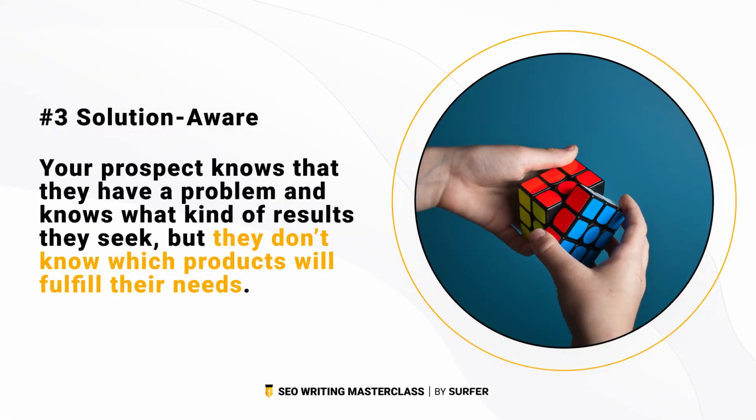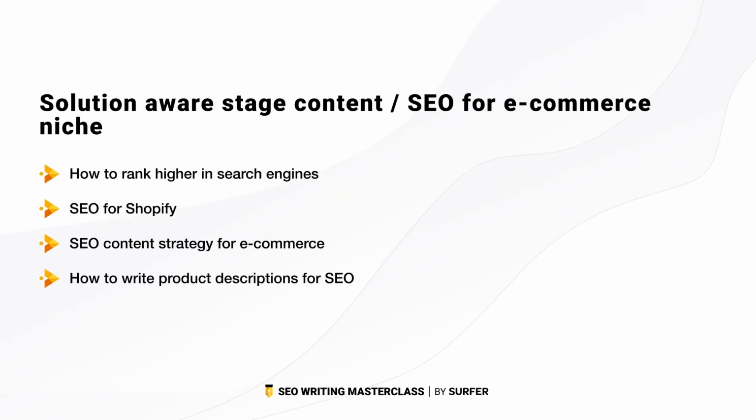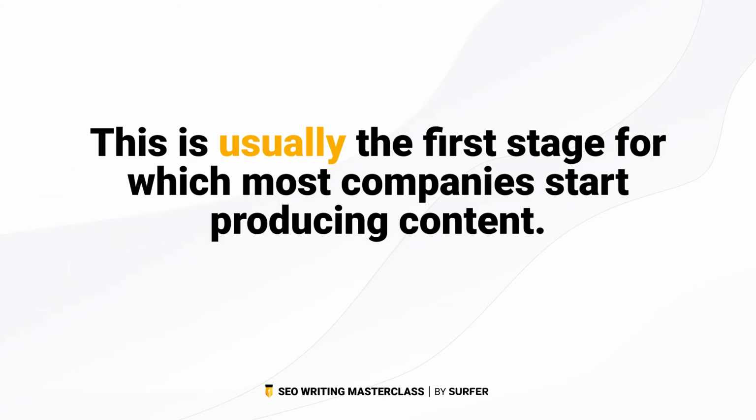Let's move on to solution aware. At this stage, the e-commerce owner knows that social media is not the only valid channel for their site, and they've learned about this big thing called SEO. They may look for how to climb higher in search engines, or SEO for Shopify, or SEO content strategy for e-commerce, or how to write product descriptions for SEO. This is usually the first stage for which most companies start producing content. It's also a great starting point if your company is new or just beginning its content efforts.